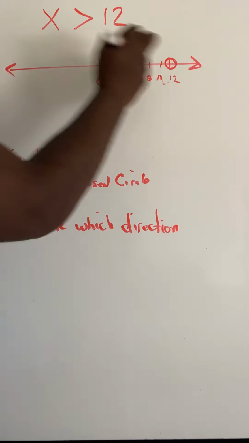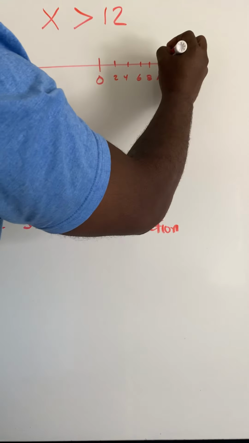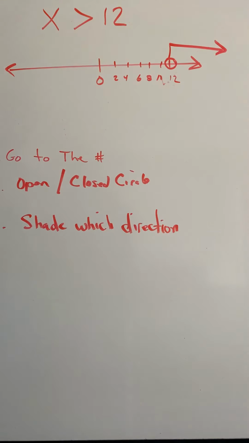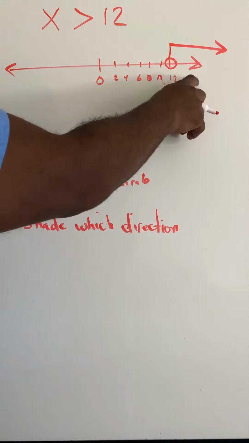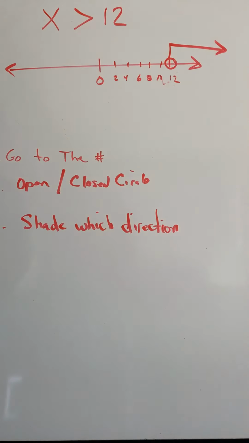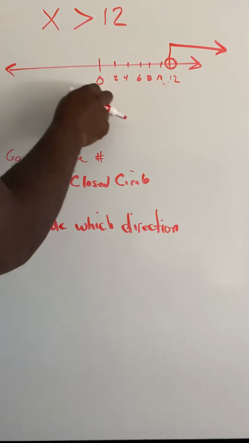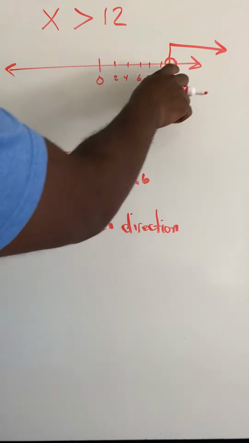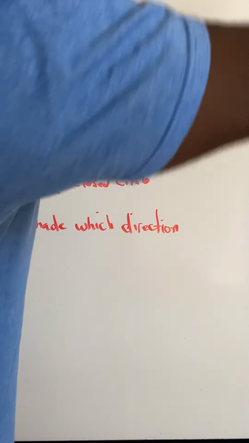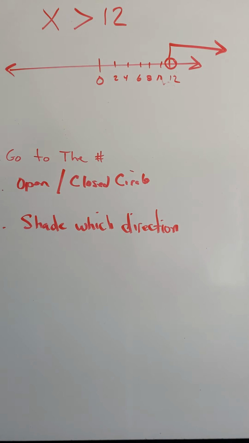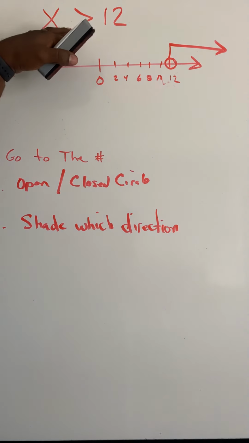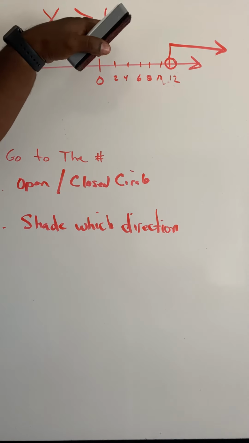X is greater than 12, and greater than goes to the right. We shade that way. That means what can X be? Can X be 12? No, but it could be 13, 14, 15, 16, 17, or any of those numbers over there. Can X be -2? No, -2's over here. It can only be 13 or more. When it says X is greater than 12, that's like me saying, hey, my age, which is X, is going to be greater than your age, which is 12.